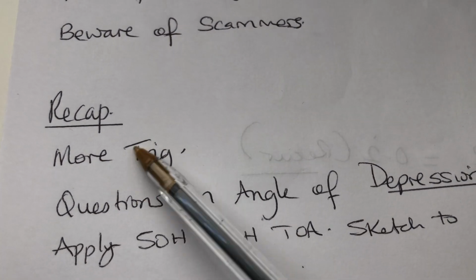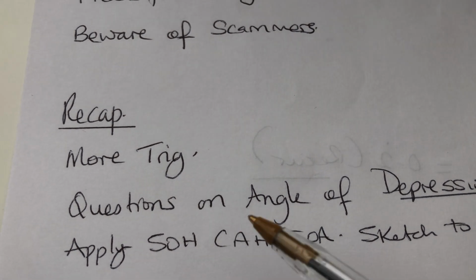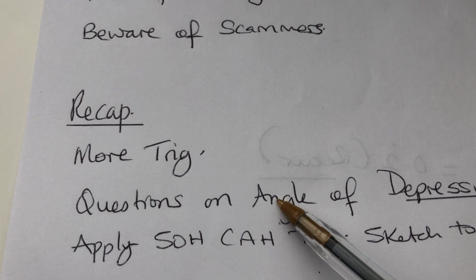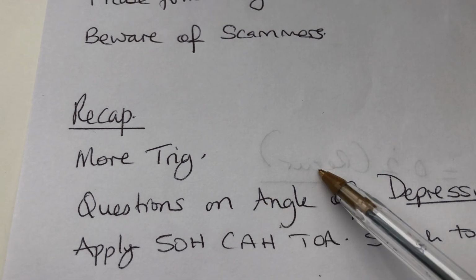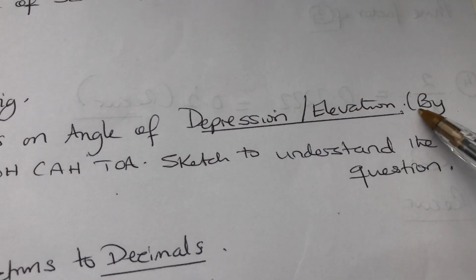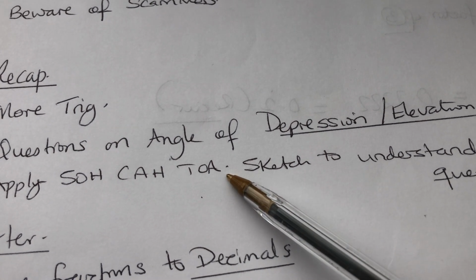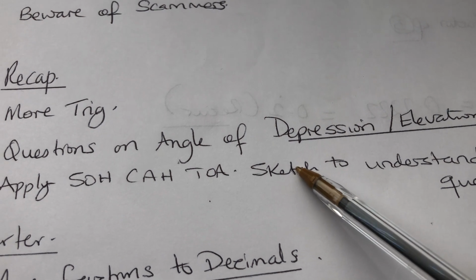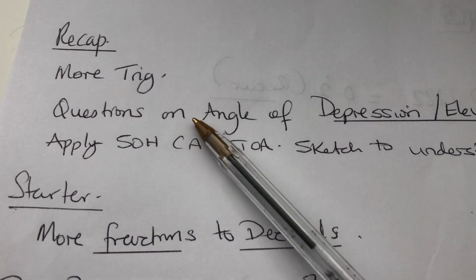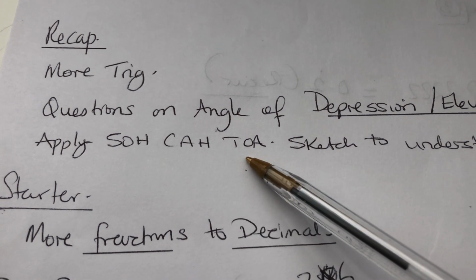Now recap. We've done a lot of trig work. We've seen SOHCAHTOA. Now we are applying SOHCAHTOA to answer angle of depression and angle of elevation questions. I showed you how to apply SOHCAHTOA with a right angle triangle. We used a video for that, showing how you can see which function to use, whether sine, cosine, or tan.